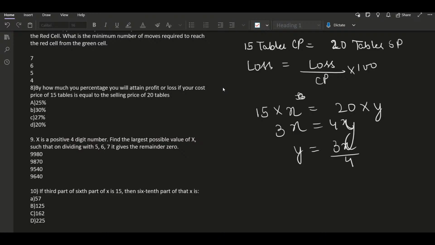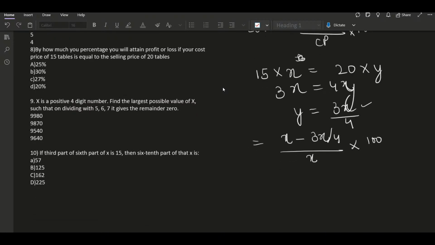So from this point also we can easily find that we are getting a loss, since 3x by 4 is lesser than the value x, so we are incurring a loss. And for finding the loss percentage, it is equal to the loss we are making, that is the x value we bought for, minus 3x by 4 for what we are selling, dividing it by the same value we bought for, into 100. So the loss percentage is equal to x by 4 upon x into 100.